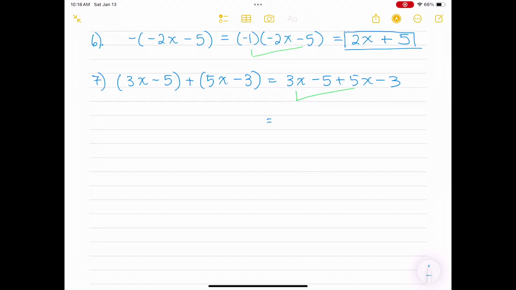Next, we gather like terms. Simplify those. So we have 3x plus 5x, which equals 8x, and then we gather the constants, minus 5 minus 3, which equals negative 8. And we end up with 8x minus 8, and we box our answer.